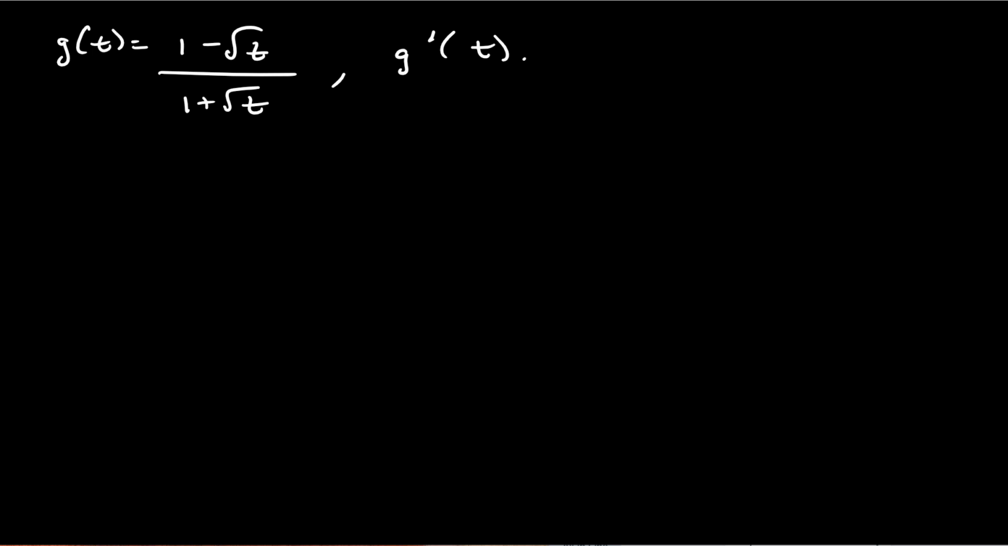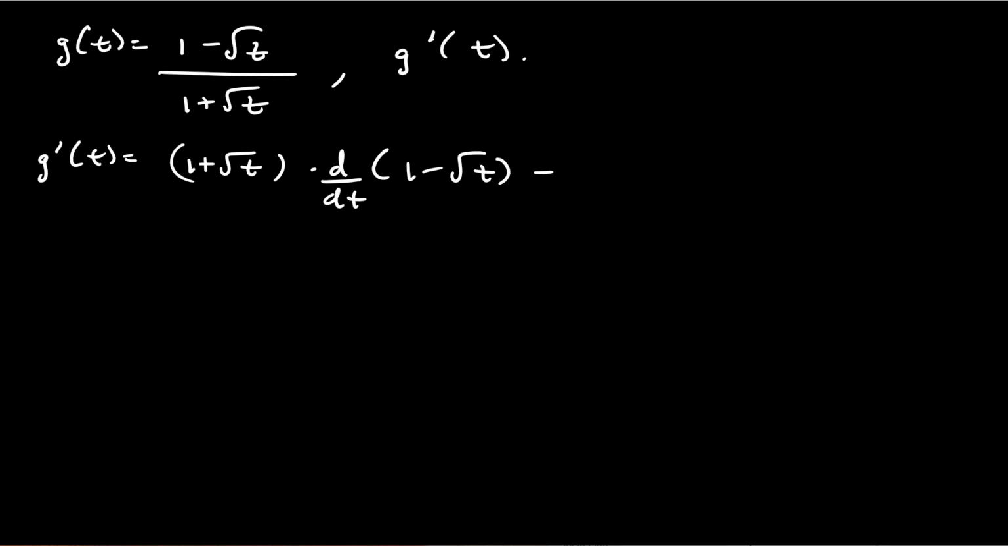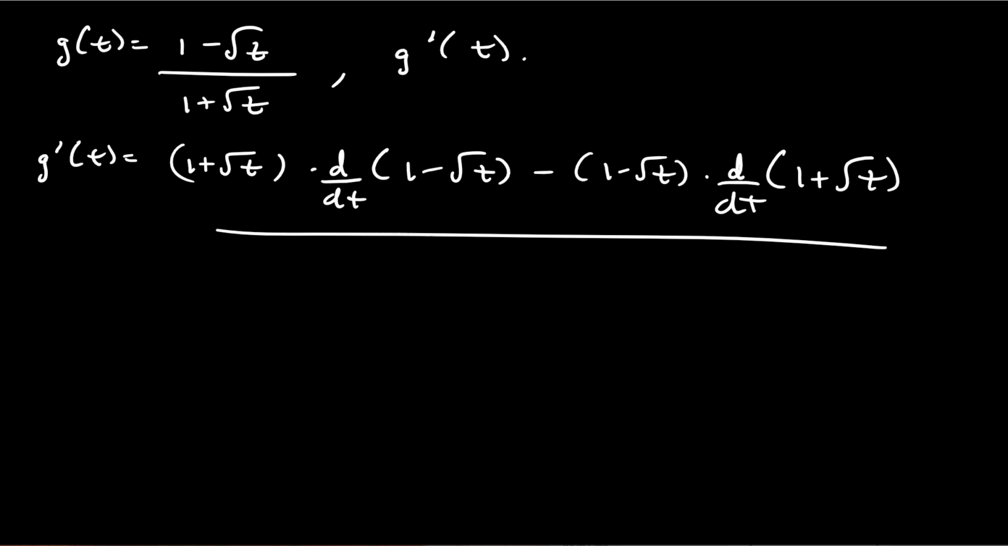Well, it's a quotient, so we proceed with the quotient rule. G primed of t is going to be the bottom multiplied by the derivative of the top minus the top times the derivative of the bottom all over the bottom squared.